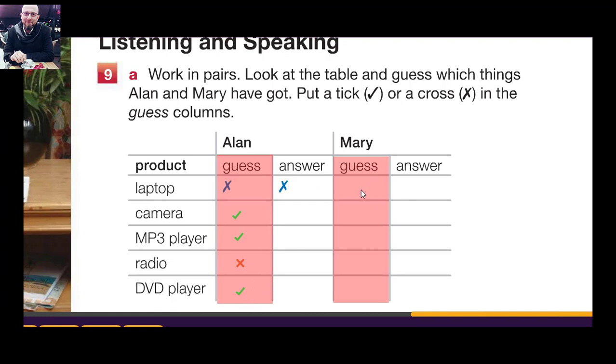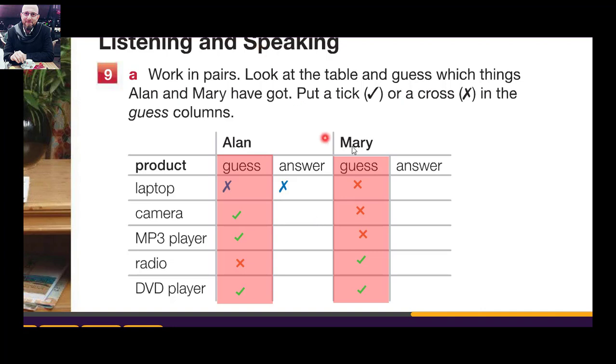Okay, what about Mary? Mary, old woman, laptop, I think no. Camera, I think no. MP3 player, no. Radio, yes. DVD player, maybe yes. Okay, so now this is our guess. We don't know. Maybe yes, maybe no.